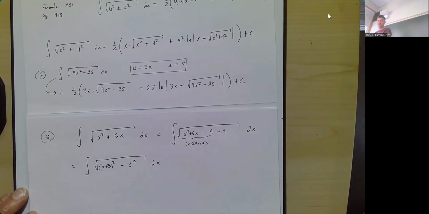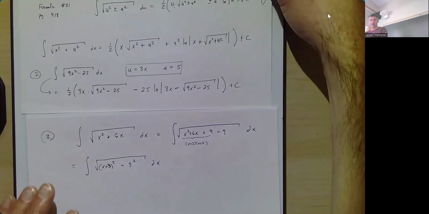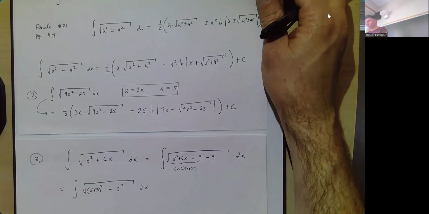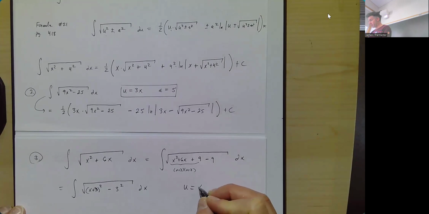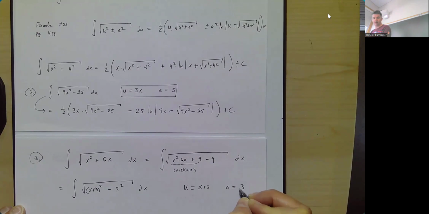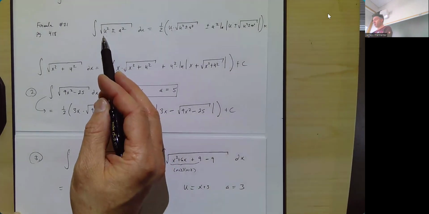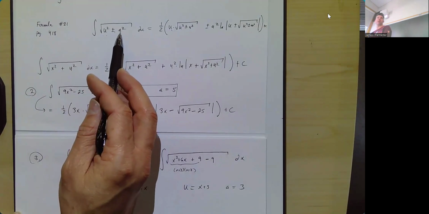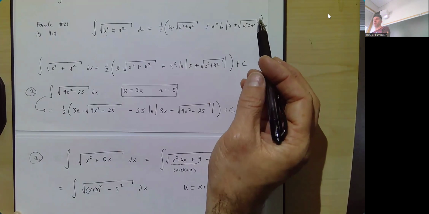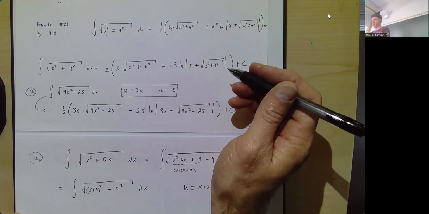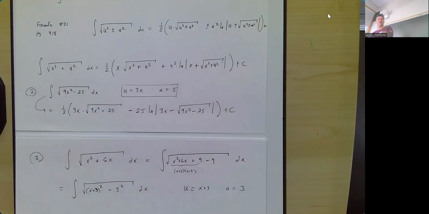And now this looks very much in the format of formula number 21, where our u would be x plus 3 and our a would be 3. Right? Because we've got x plus 3 squared minus 3 squared. And then we're just going to throw it all into this gross formula over here. It's really kind of not fun. In case you couldn't tell, I'm not a huge fan of this.